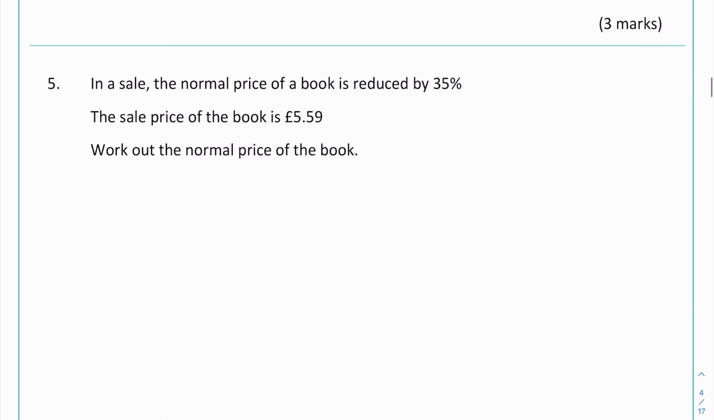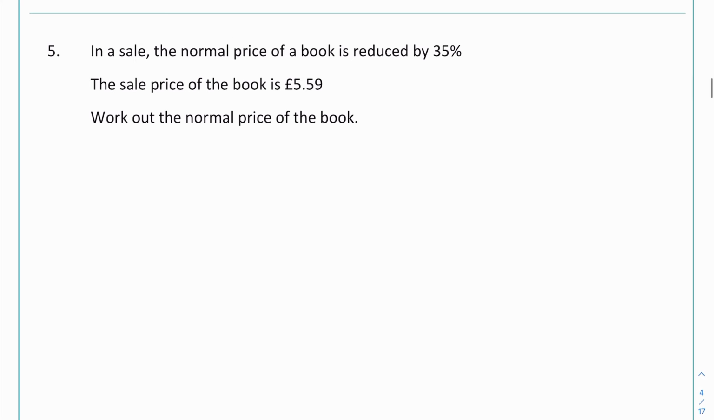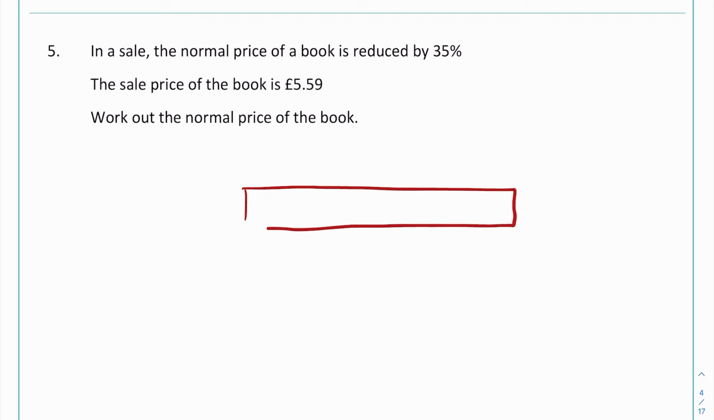For question 5, it says, in a sale, the normal price of a book is reduced by 35%. The sale price of the book is £5.59. Work out the normal price. So we've got a reverse percentage. Here, I like to draw a bar model, just to imagine what this looks like. So we've knocked off 35%, and that means what's remaining is 65%. Those two have to add up to 100.